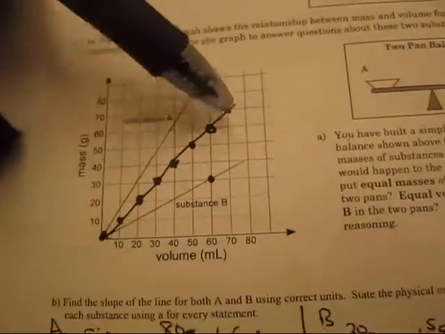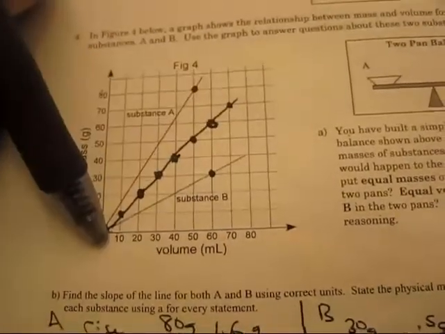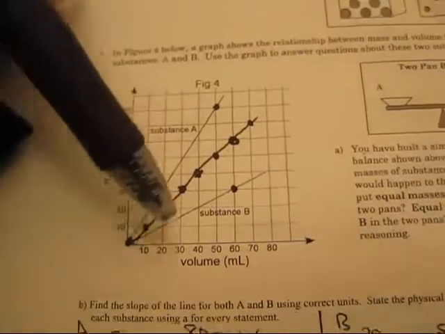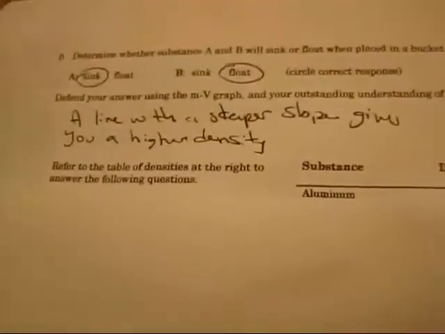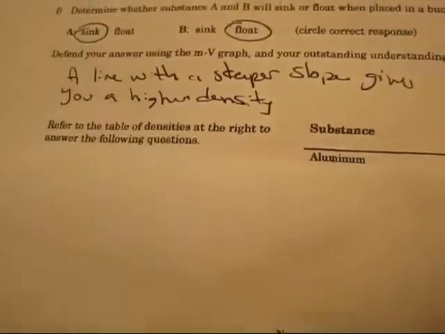Substance A is a steeper slope than water, so this should sink because it has a higher density. And this has a less steep slope than water, so this should float because it's less dense than water. So it says to defend your answer, a line with a steeper slope gives you a higher density.